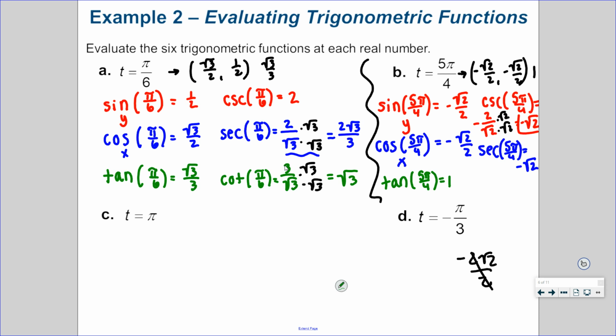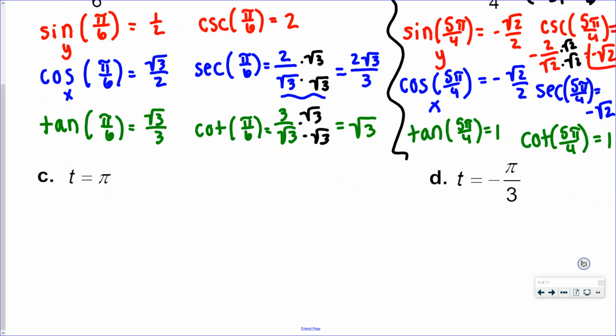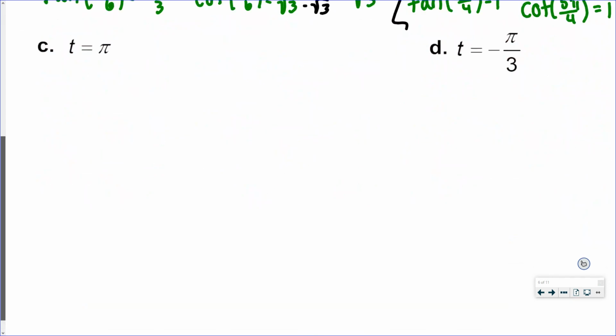Last one, cotangent. What's the reciprocal of 1? 1. Okay, so you're just looking at the unit circle. Hopefully you can read your own handwriting. Depends on the day.